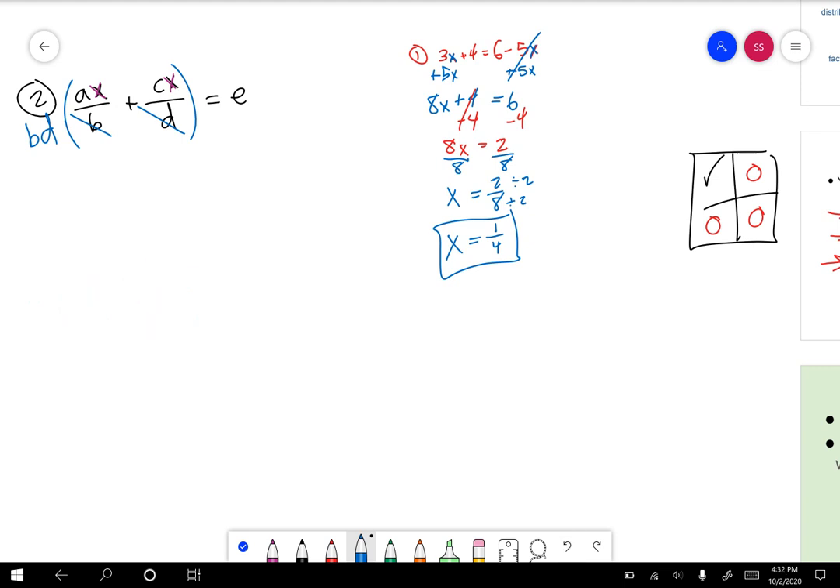Not two real birds, though, two math birds. Sure, okay. Because that also made sense.